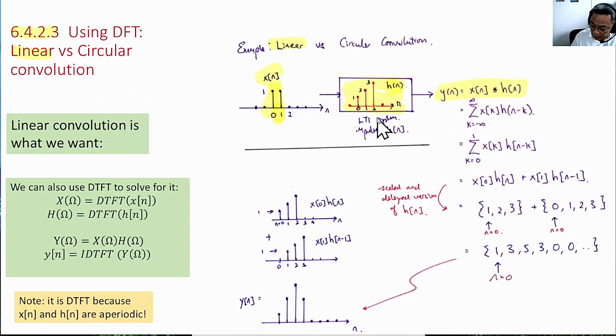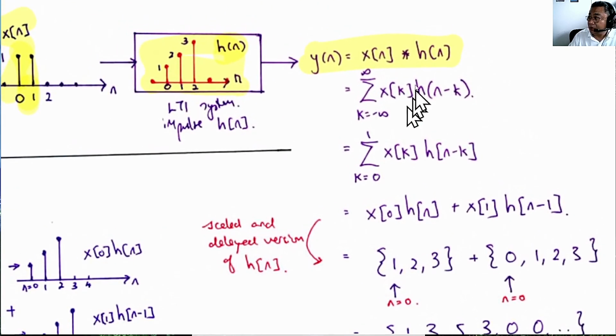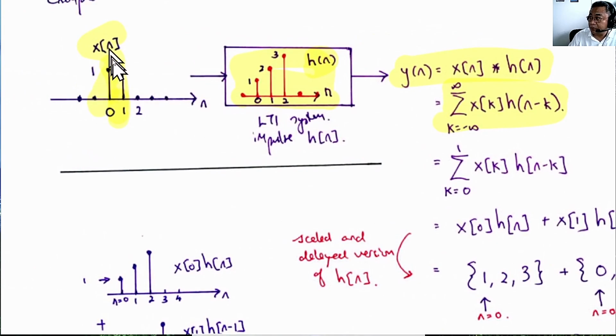Remember that to get our output, we perform linear convolution. This is the equation that will expand what x[n] star h[n] means. Simply it is this summation, and the interesting thing of this summation is h[n minus k]. What is x of k? Well, x of k is only non-zero for these two samples, so this infinite sum reduces to only for k equals 0 and 1.